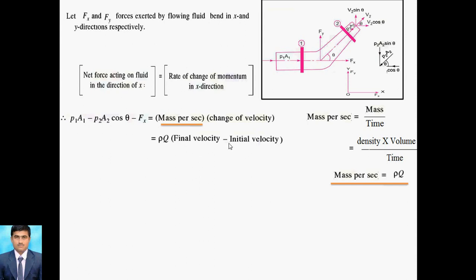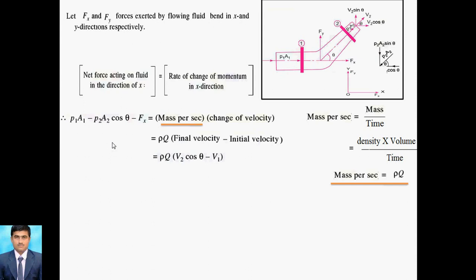So that's why I can write final velocity minus initial velocity. Now we can write rho Q as it is times the final velocity. Here the velocity has two components, v2 cos theta and v2 sin theta. In the horizontal direction the initial velocity is v1, but no component velocity is available. So the final velocity is v2 cos theta, because we are calculating for the horizontal direction: v2 cos theta minus the initial velocity v1. So v1 stays as it is.